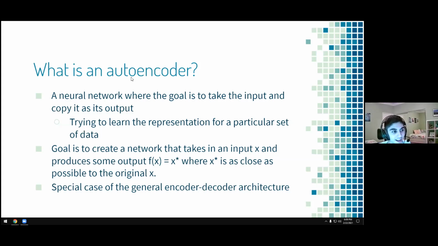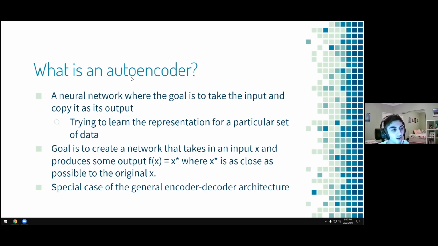Now, this might raise some initial questions, like, okay, this seems not very useful. What's the point of this? How is the network learning anything? These are all questions that will be answered very soon. I guess the slide kind of gives a hint towards this.